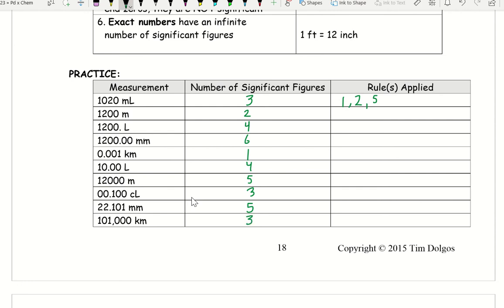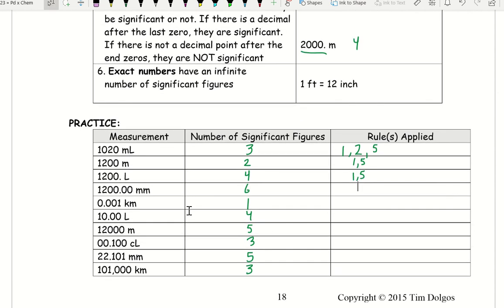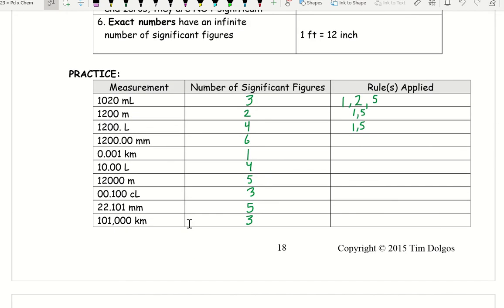What are the rules applied? We have, of course, 1 and 5. Again, 1 is just non-zero numbers, and 5 is zeros at the end of a whole number. So I don't think that's very bad. And this would be those decimals, 1, 4, and 5. Other rules we used, 1 and 3. 1, 4, and 5. Trailing numbers as well. 1 and 5. 1 and 3. 1 and 2. And 1, 2, and 5.